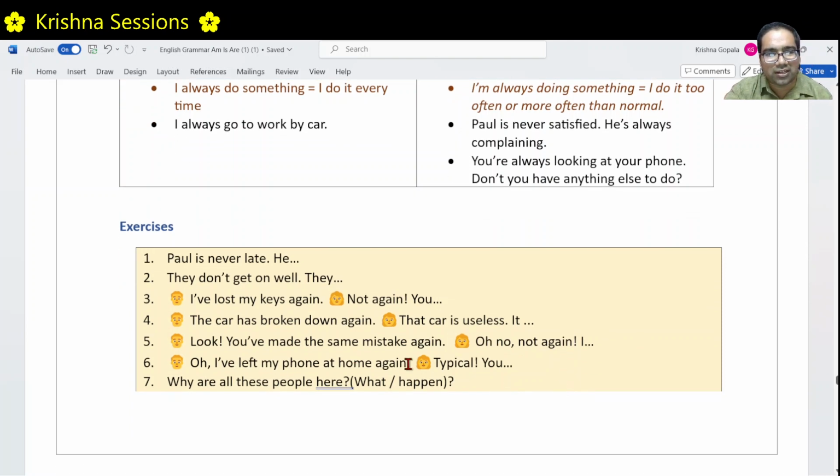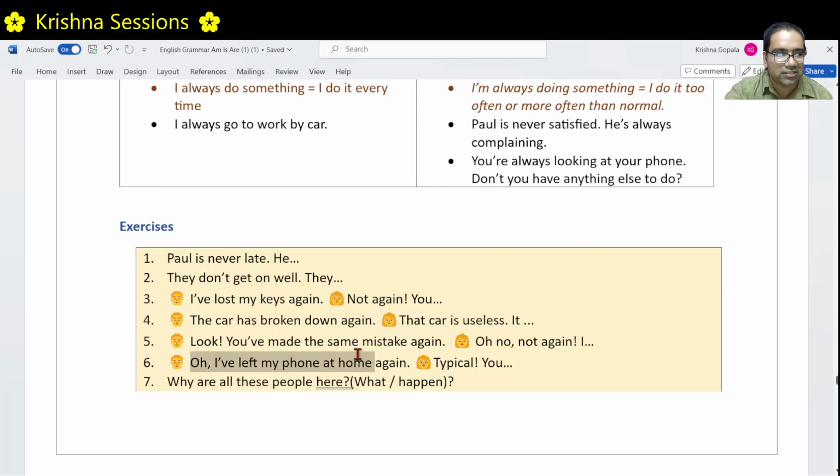"Oh, I have left my phone at home again." Again, this is about more frequently leaving the phone at home. It is not about leaving the phone at home every day, right? If he is leaving his phone at home every day, then that is normal. He will not even make this statement. Like if he's leaving everything at home, for example, he doesn't take his fridge or his TV to the office, then he will not say, "I have left my TV at home again." Here, this is about frequently leaving his phone at home.